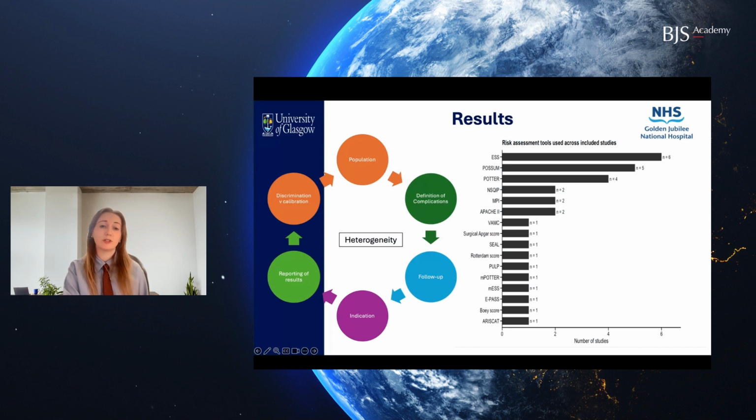So we found 14 risk assessment tools across the 23 studies, but there was significant heterogeneity in reporting of these and in methodology. For example, some studies defined complications as the NSQIP definition, some used Clavien-Dindo, and some didn't specify at all. Some studies used follow-up until discharge and some until 30 days, and some even longer than that, and again, others didn't specify.